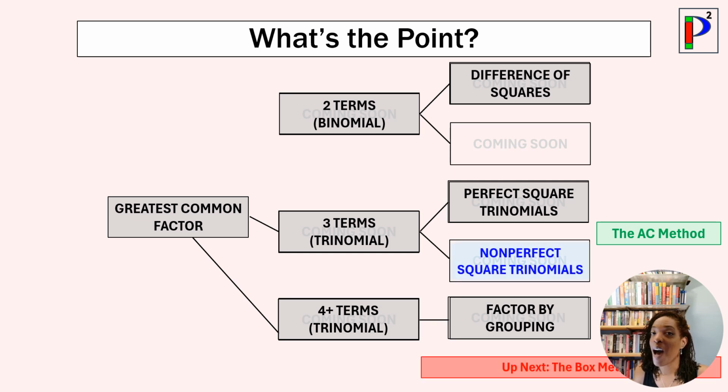Up next, another method for non-perfect square trinomials, the box method.